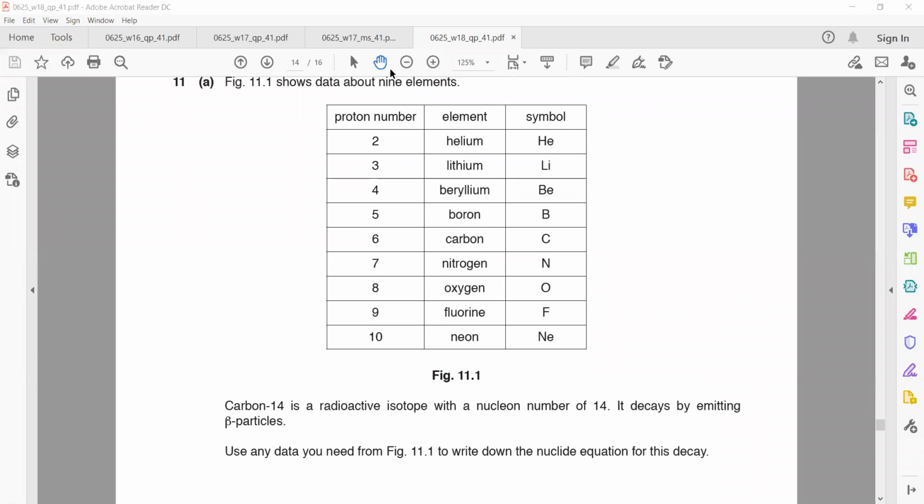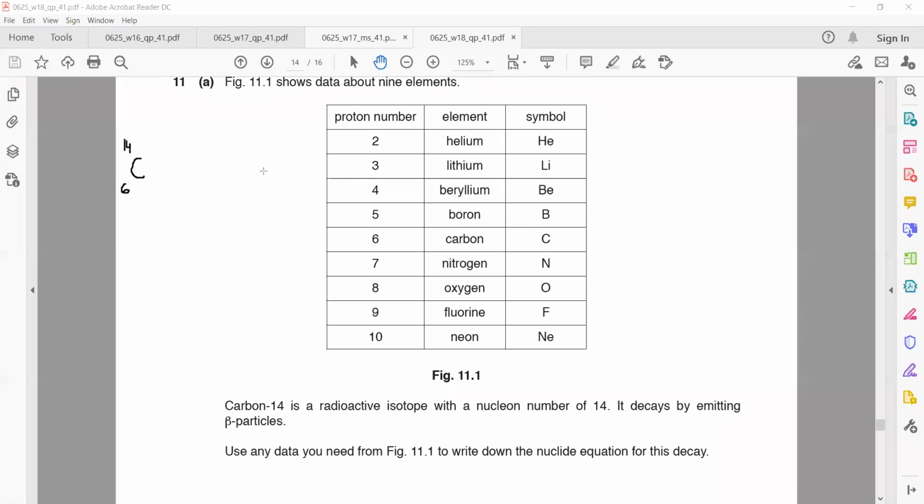So carbon-14 is there. I will answer on the left-hand side. So you have carbon-14, so nucleon number is 14. What will be the atomic number of carbon? What number should be here at the bottom? Which number? So atomic number is 6, so 6 will be there.